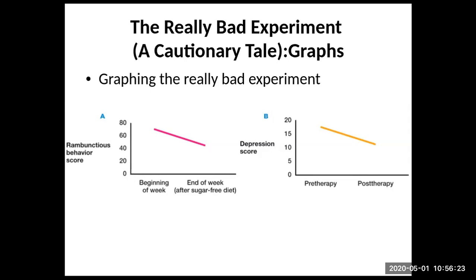Great. Compared to what? All we're looking at is the beginning of the week versus the end of the week, and pre and post therapy. Nothing to compare it to, right? Did the sugar-free diet actually decrease their score, or were they just less rambunctious overall? Did the therapy actually reduce their depression score, or could there have been something else that did it? We don't know because we have nothing to compare it to.